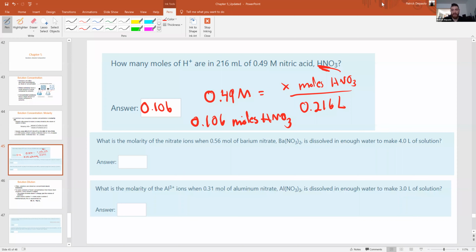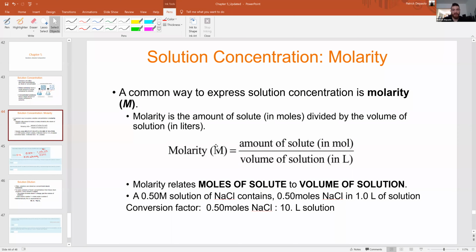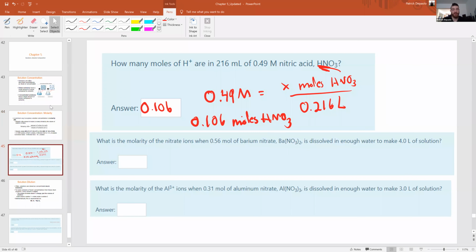And there's a question, I will answer it. Okay, good. Good job, Marie Madeline. 0.106, awesome. Professor, why do you have to change the unit? Oh, because the definition of molarity is the amount of solute in moles divided by your liters of solution. It has to be liters of solution. So that's why you always change it to liters.